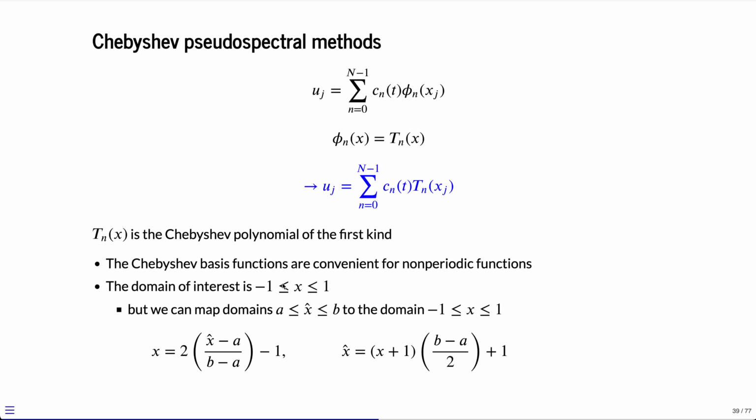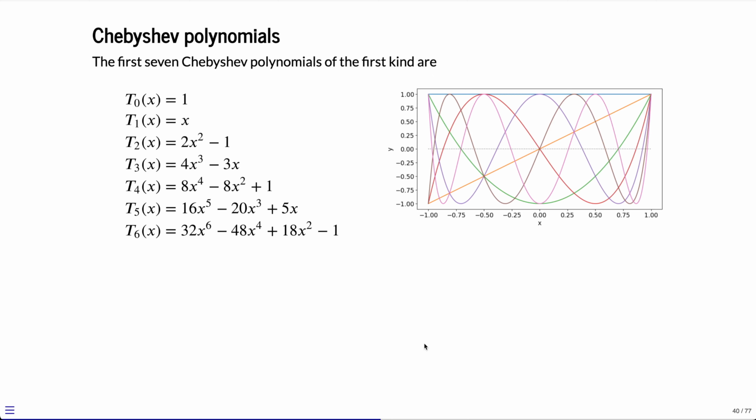although we can use arbitrary domains from A to B and map them to -1 to 1 using a simple linear transformation that's given here with these equations. So the first 7 Chebyshev polynomials are listed on the left and plotted on the right. T0 is just the constant 1, T1 is the function x, T2 is 2x squared minus 1, etc.